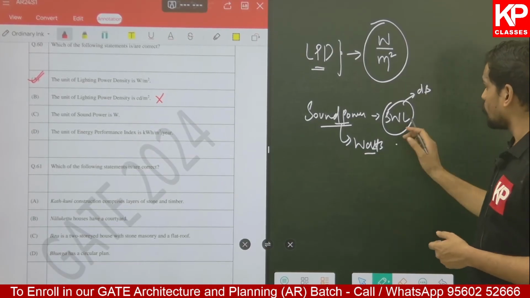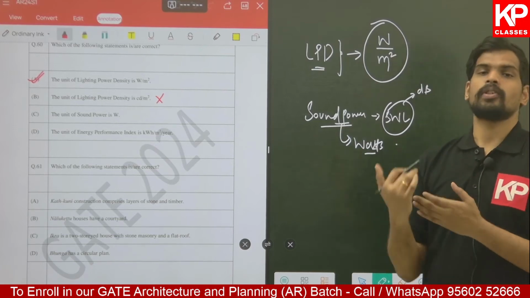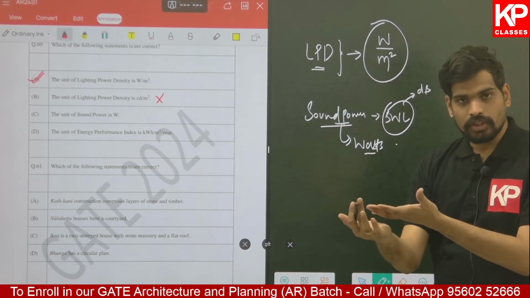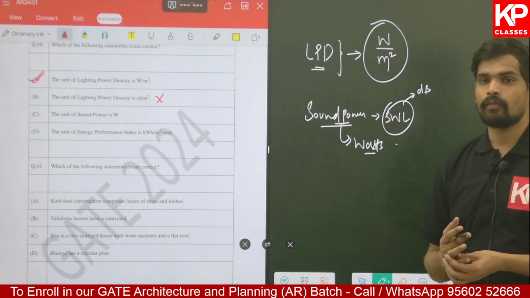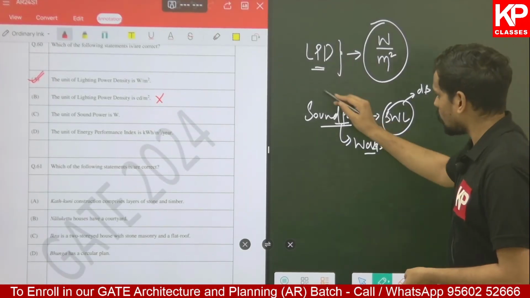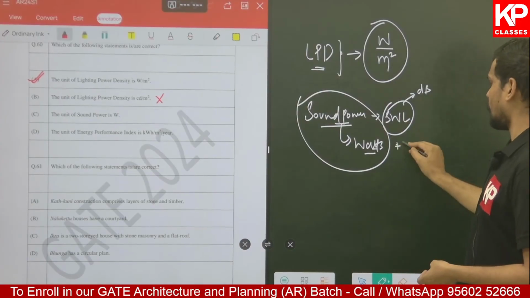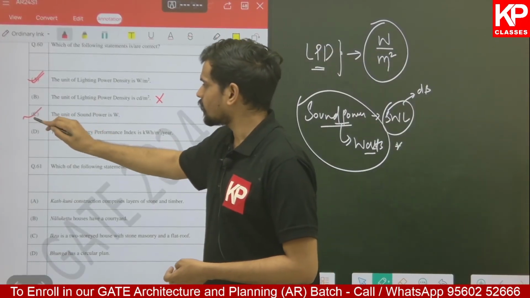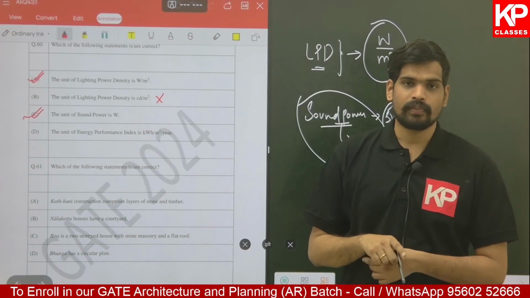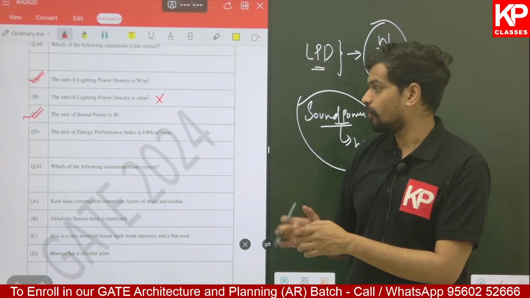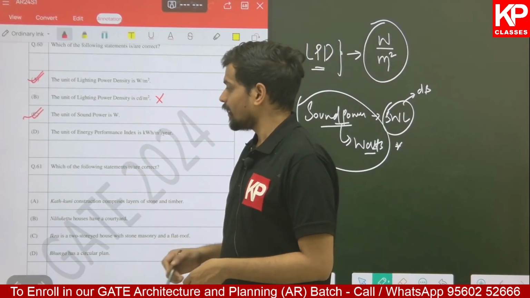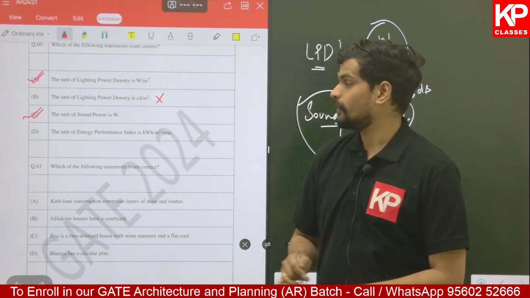The formula for sound power level is 10 log W upon W reference: 10 log power of the source divided by the reference power, which is taken generally as 10 to the power minus 12 watt per square meter. So sound power is measured in watts. That's a correct statement. Sound intensity is measured in watt per square meter, but sound power is measured in watts. Intensity is power per unit area, that's measured in watt per square meter.